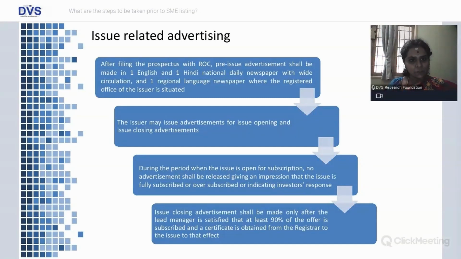Here, after filing the prospectus with ROC, the pre-issue advertisement shall be made in one English paper, one national daily, and one regional language newspaper. And the issuer may issue advertisement for issue opening and issue closing as well. And during the period when the issue is open for subscription, it is very important, like any other issue, that no advertisement should be released which leads to a deceit or malafide intention for the public to have an impression that the issue is fully subscribed or oversubscribed, or indicating the investor's response. So you should exercise a cautious approach in this regard.